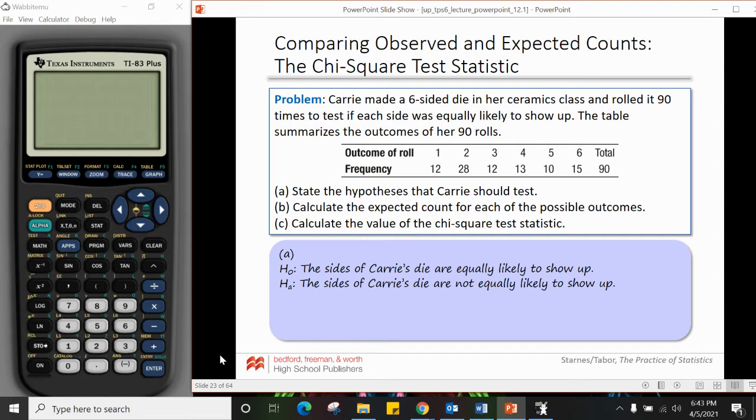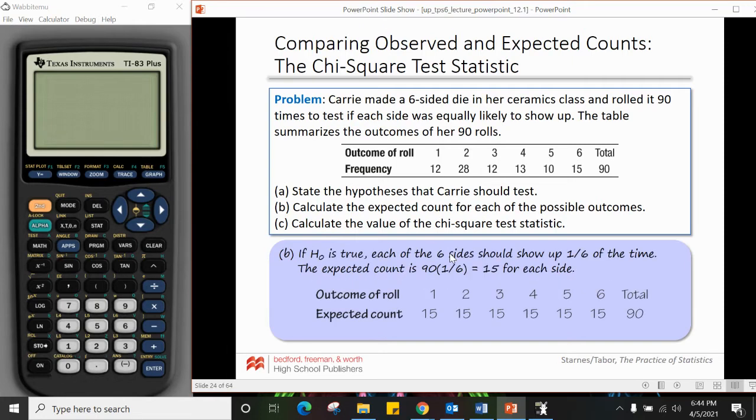Well, you would expect the sides of Carrie's dice are all equally likely to show up. That would be H naught. HA would be the sides of Carrie's dice are not equally likely to show up. And specifically, remember, we needed at least two of the values to not be the same. If you wanted to show this number-wise, you could say the probability of rolling a 1 is equal to 1/6, 2 is equal to 1/6, and so forth. Because if there's six numbers, and it wants to say that they're equally likely to come up, that means that each one is going to come up 1/6 of the time, since there's six outcomes.